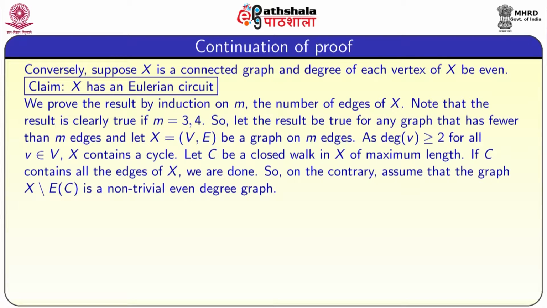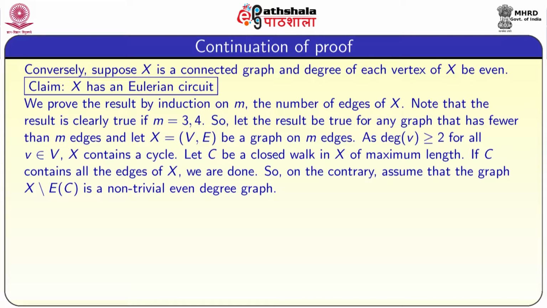As the degree of v is greater than or equal to 2 for all v belonging to V, X contains a cycle. Let C be a closed walk in X of maximum length. So here we are assuming C is a closed walk in X of maximum length.